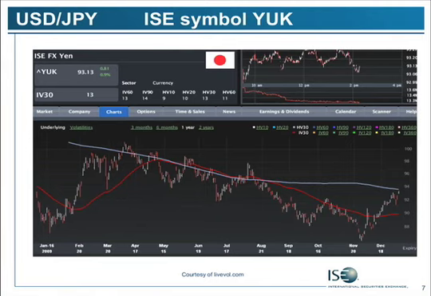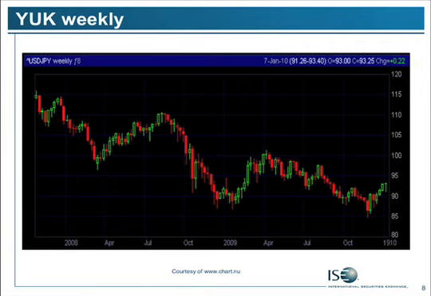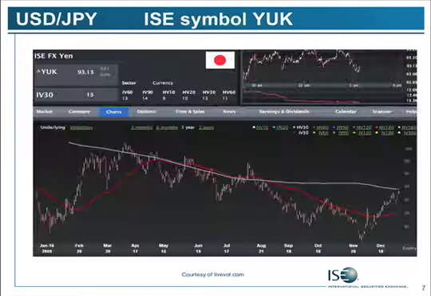Another popular one is the dollar against the Japanese yen, symbol YUK, and I think all of you know that the dollar has been weak against the yen. So if you had bought some puts in YUK way back when, you would have done really well. Calls, you wouldn't have done as well. And you see, this is the weekly chart, in my mind, helps me understand the trends here.